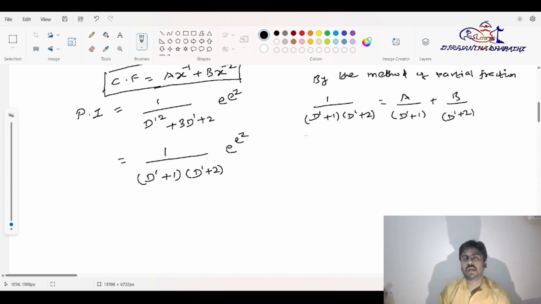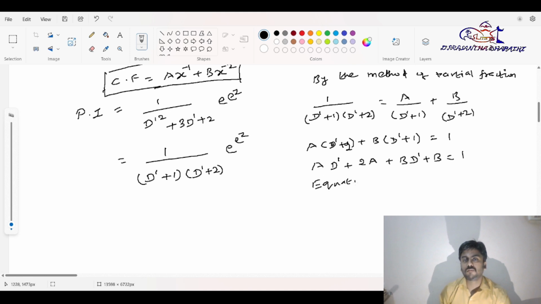Okay, now we can take the LCM, so that A into D dash plus 2 plus B into D dash plus 1 equal to 1. So you are having A D dash plus 2A plus B D dash plus B equal to 1. So here I am going to equate the coefficient of D dash.